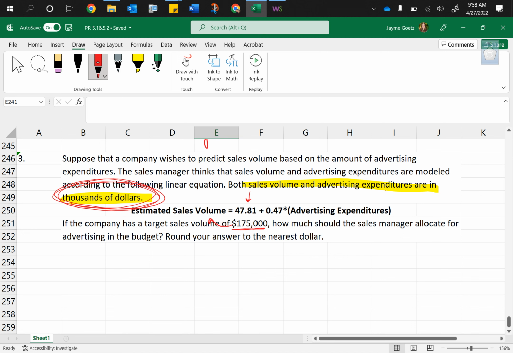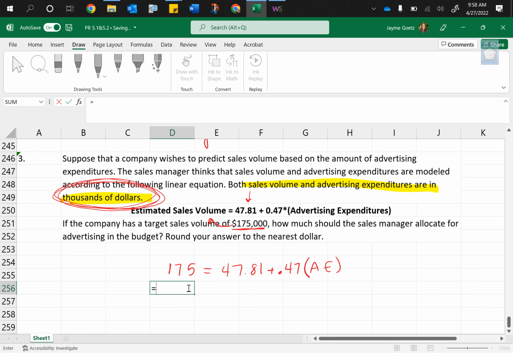So we would put 175 in. Because if that was in thousands of dollars, it'd be 175,000. So 175 equals 47.81 plus 0.47 times my advertising expenditures. Now what do I do? How do I solve? Subtract 47.81, so equals 175 minus 47.81. And then we're going to divide it by 0.47.